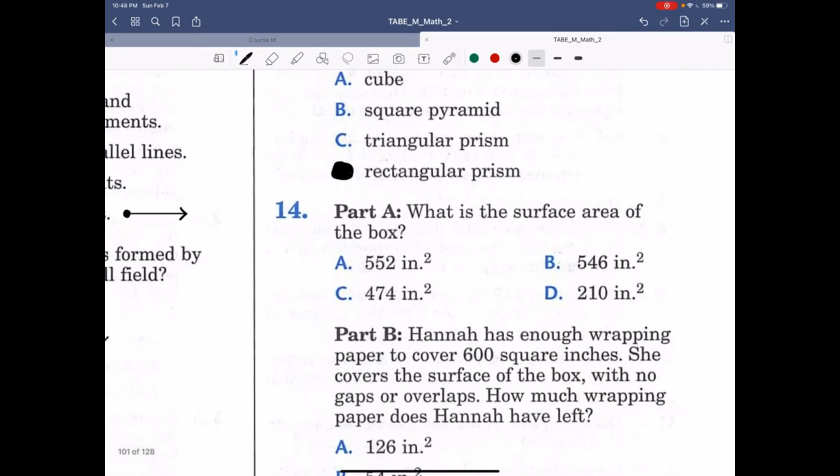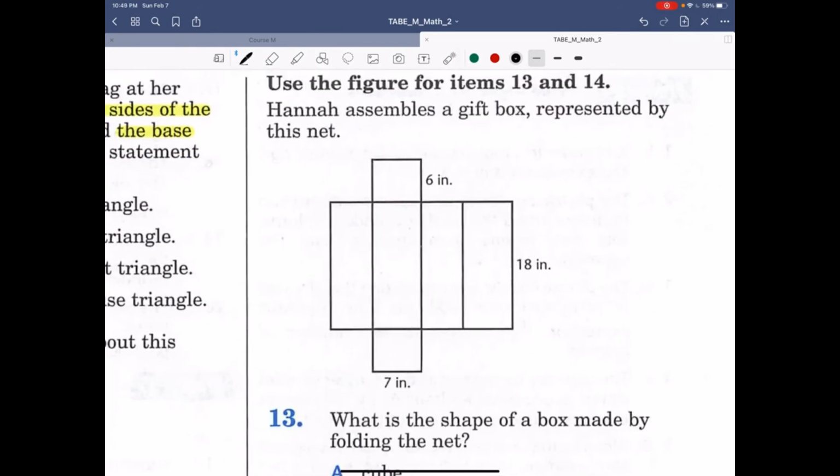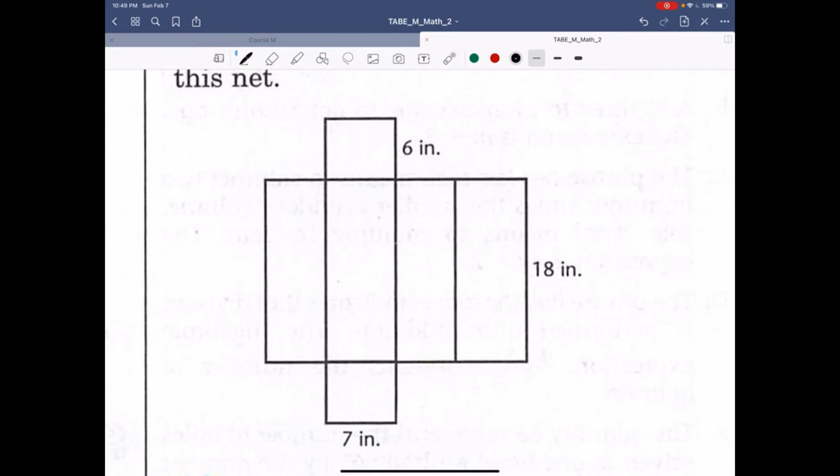Number 14. What is the surface area of the box? Well, let's come up here. I'm not going to copy this one. I'll just work it right here. But let's figure out the matching congruent sides. So we have two of these, and that's a 6 by 7. So I'm going to go ahead and do that area. Area is length times width. Area is 6 by 7. So area is 42 square inches. And we have two of those.